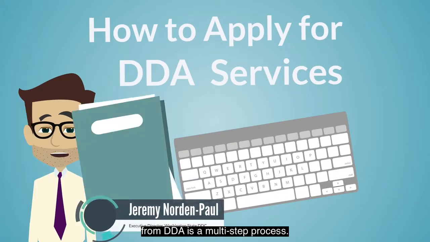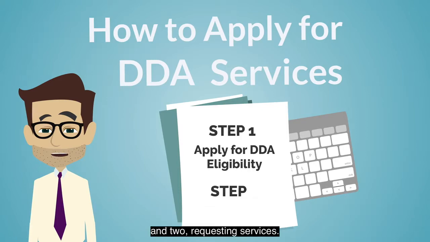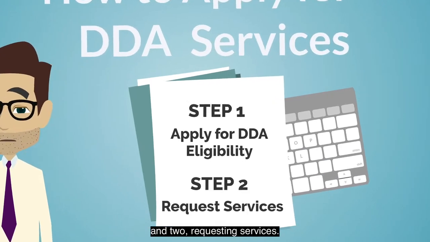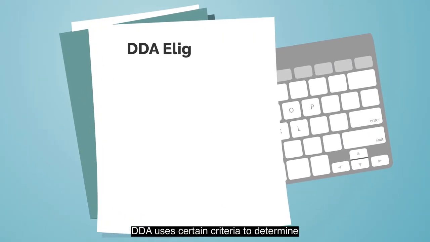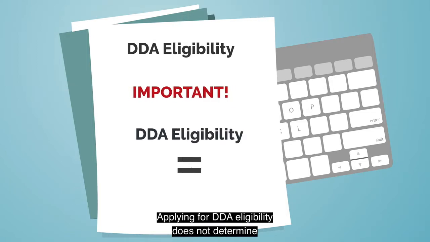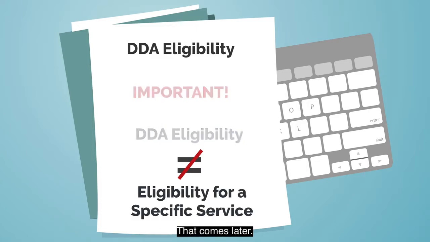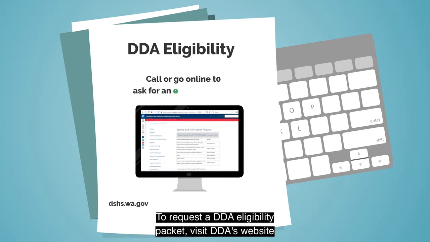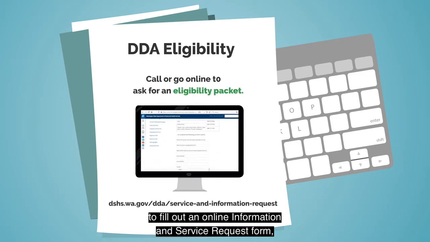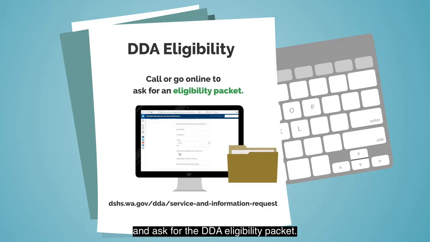Applying for services from DDA is a multi-step process. The first two steps are: 1. Applying for DDA eligibility, and 2. Requesting services. DDA uses certain criteria to determine if a person is DDA eligible. Applying for DDA eligibility does not determine if a person is eligible to receive a specific service. That comes later. To request a DDA eligibility packet, visit DDA's website to fill out an online information and service request form, or call your nearest DDA office and ask for the DDA eligibility packet.